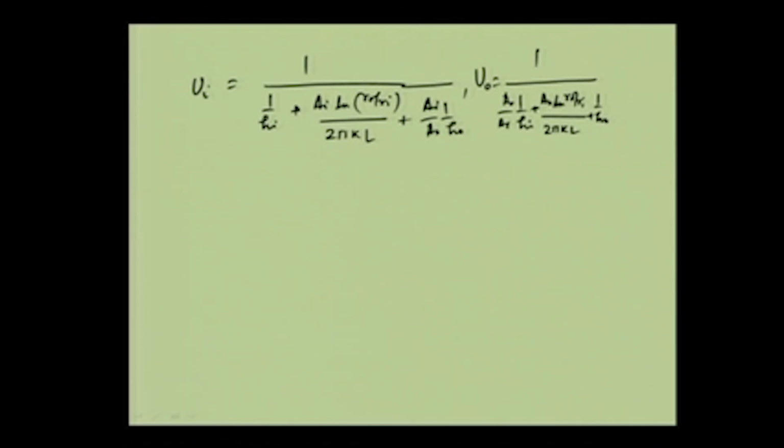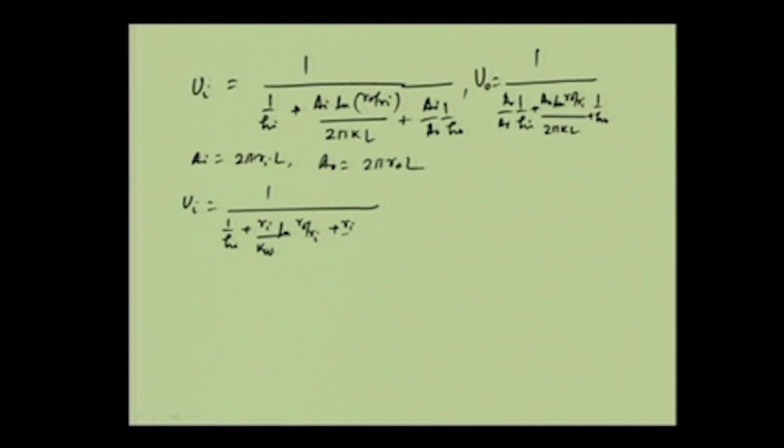Here, the resistance of the inner film, this is the resistance of the tube thickness, and this is the resistance of the outer film. So the only difference is that they are based on different areas, and we know that AI is equal to twice pi Ri into L and AO is equal to twice pi Ro into L for the tubes. So in that case we can finally write that Ui is equal to 1 by Hi plus Ri by Kw into ln Ro by Ri plus Ri by Ro into 1 by HO, fine.